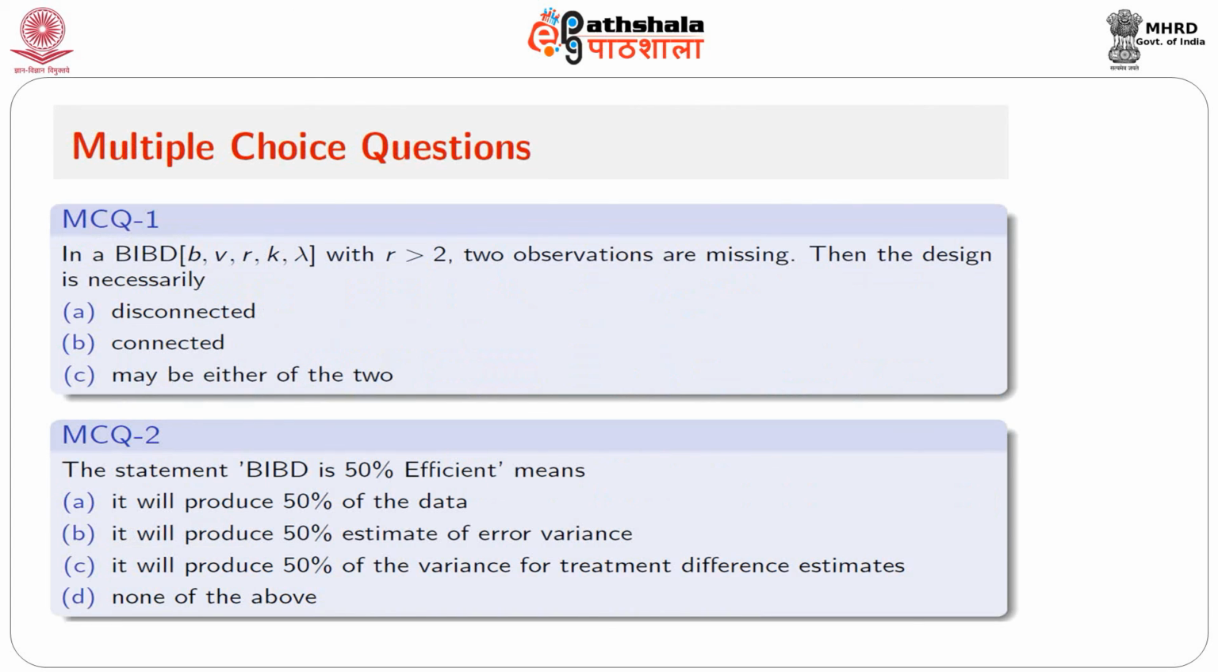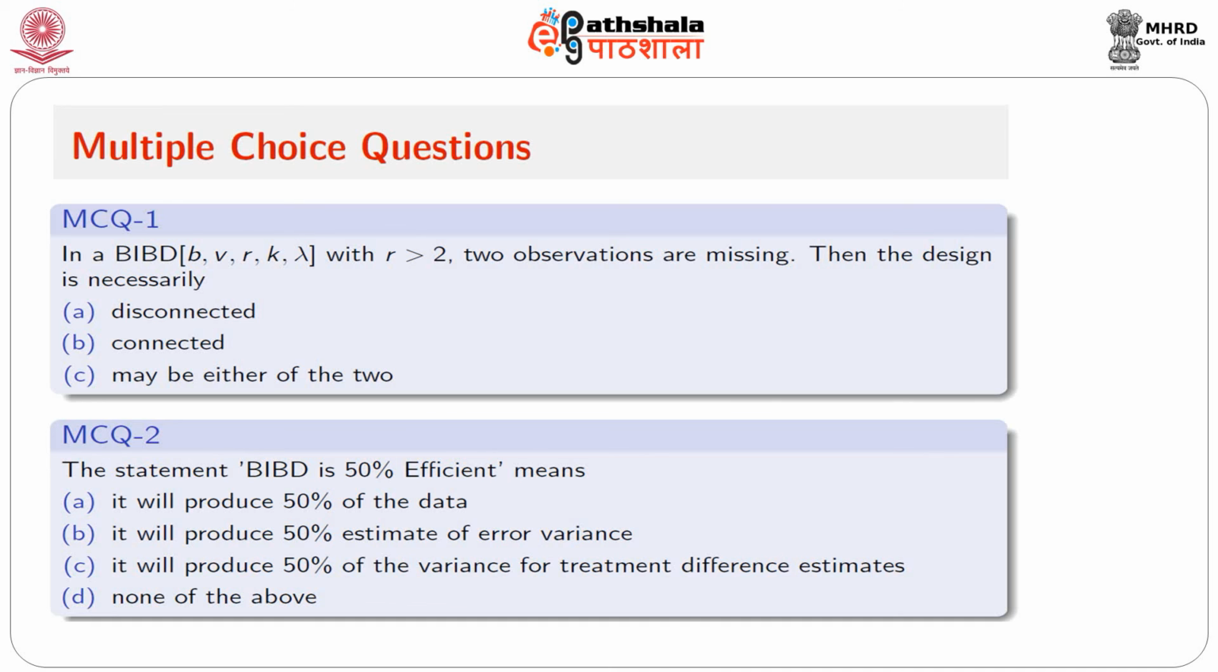Let's see what are the MCQs that we have. So the first MCQ is, in a BIBD with these parameters, with R more than 2, 2 observations are missing. Then the design is necessarily, three options are there: will it be disconnected, or will it be connected, or might it be either of the two? Note that R is greater than 2, so there are at least 3 observations for every treatment, and any 2 observations are missing in the entire design. It is quite likely that the design will still remain connected, but we have to argue it out. What is the next one?